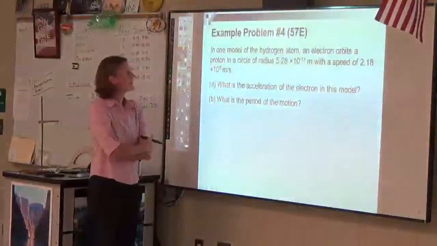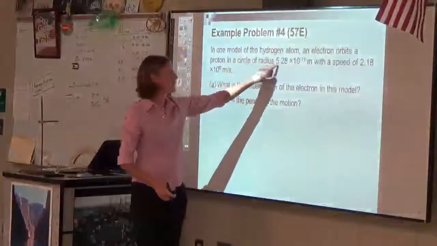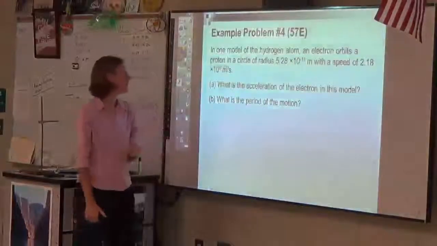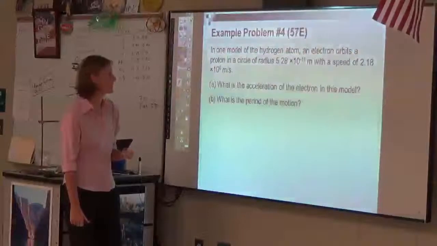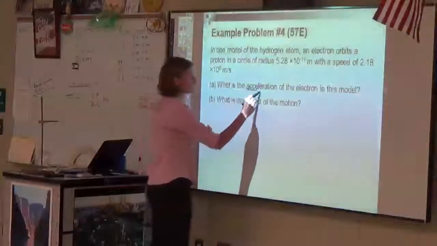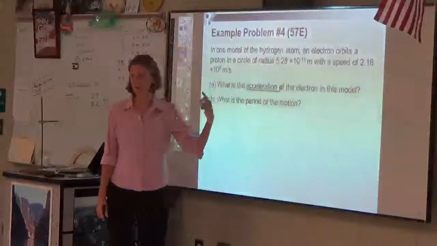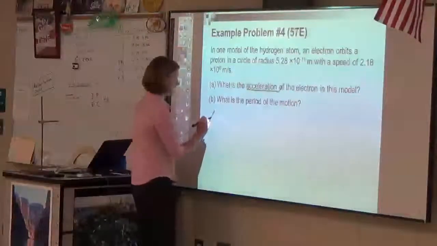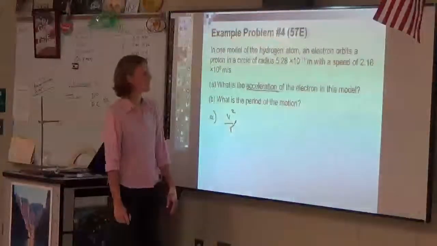Okay, in one model of the hydrogen atom, an electron orbits a proton in a circular radius of 5.28 times 10 to the negative 11 meters with a speed of 2.1 times 10 to the 6 meters per second. All right, so what is the acceleration? It doesn't ever ask us at one certain point, so we know it's going to be center seeking. But what's the formula for acceleration? V squared over r. Done. Plug it in.